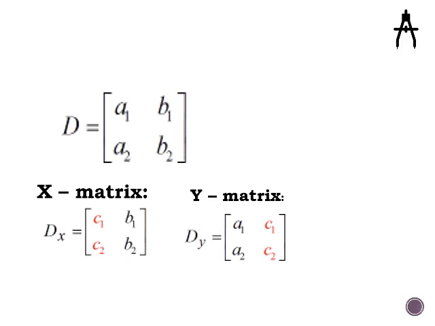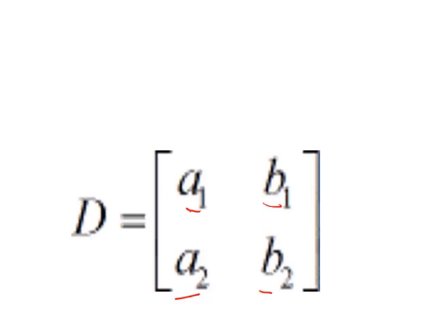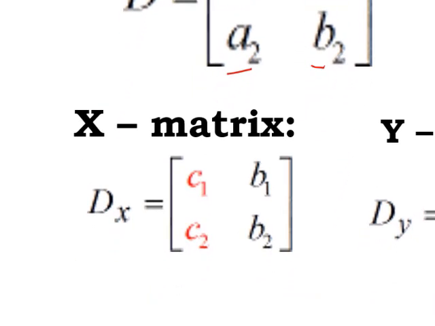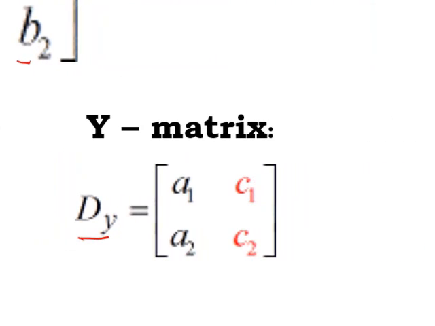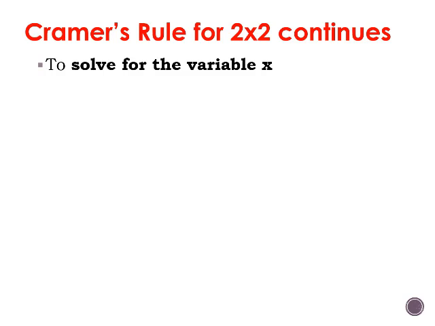Now the D, made up of A1, B1, A2, B2, that matrix is called the original matrix. The determinant of the original matrix. Then the determinant of X is given. That is what we call the X matrix. Then we also have the Y matrix. So these are called coefficient matrices.